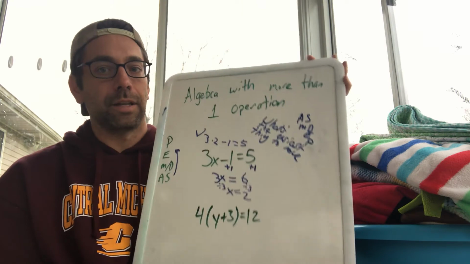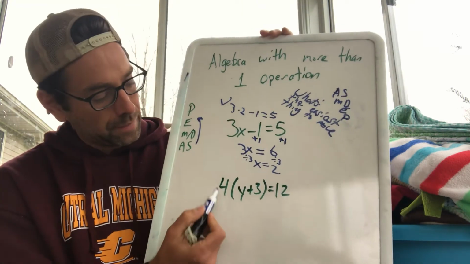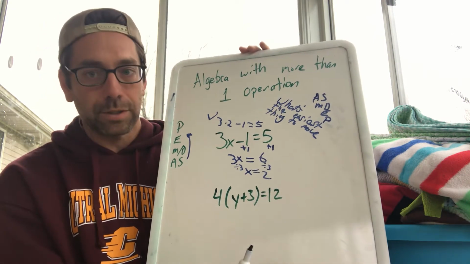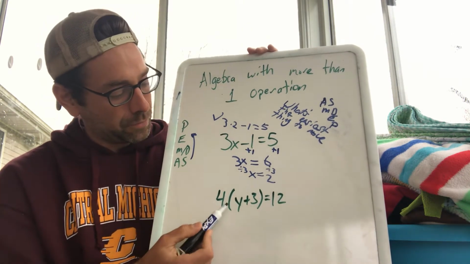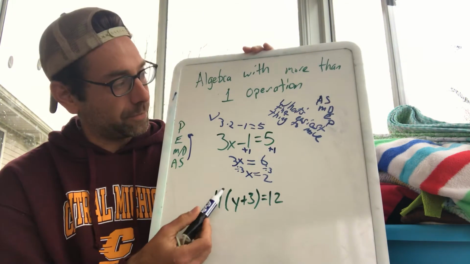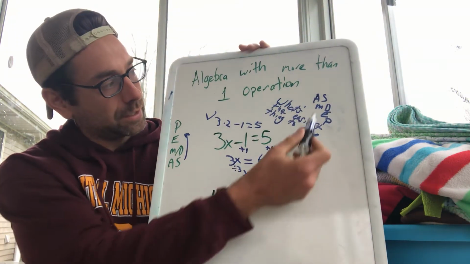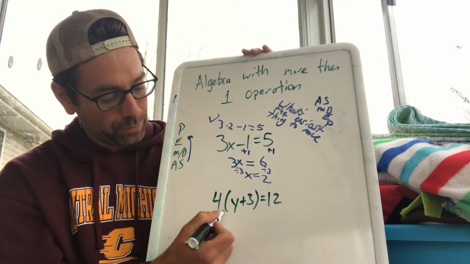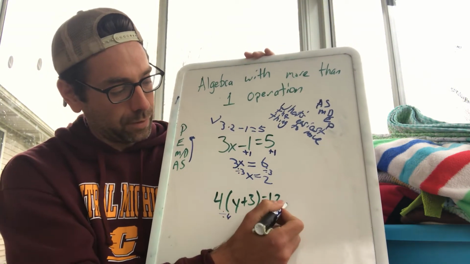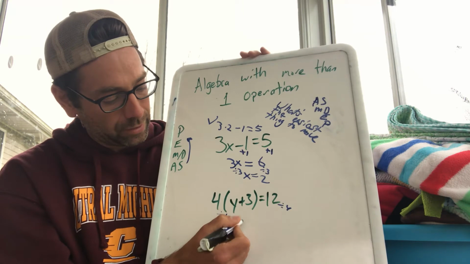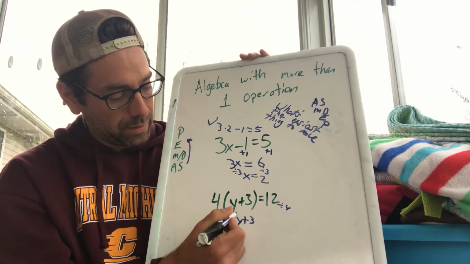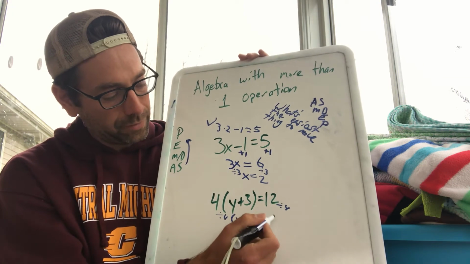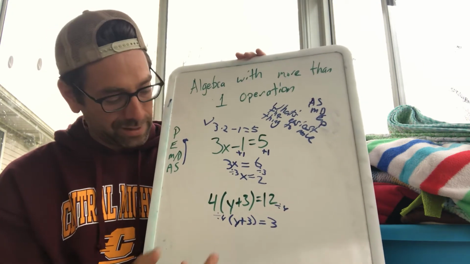Okay? You can even get more complex. I have 4, and then I have parentheses with y plus 3, equals 12. The easiest thing to move right now is this 4. If I'm following the order of operations in reverse, I don't want to go into the parentheses till the end. So I want to get rid of this times 4. I want to divide both sides by 4. That's going to leave me with y plus 3. I can put those parentheses on. Equals 12 divided by 4 is 3. And now the parentheses don't really matter.